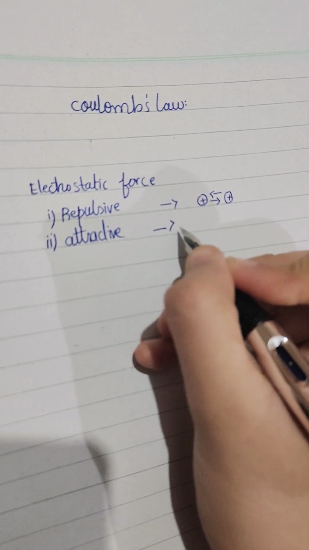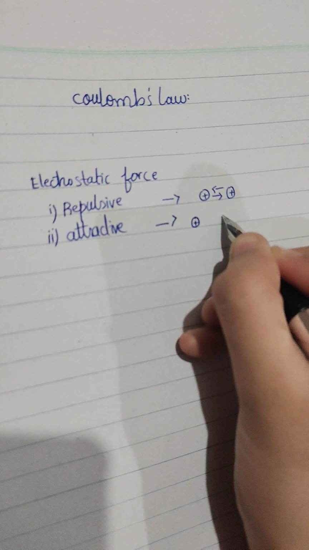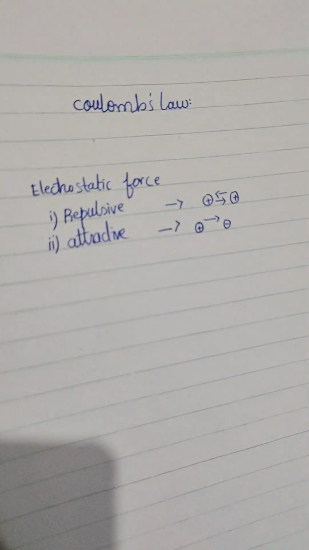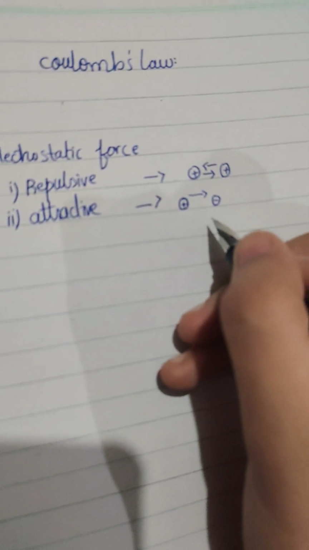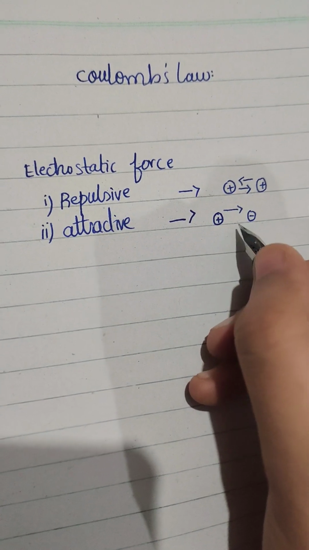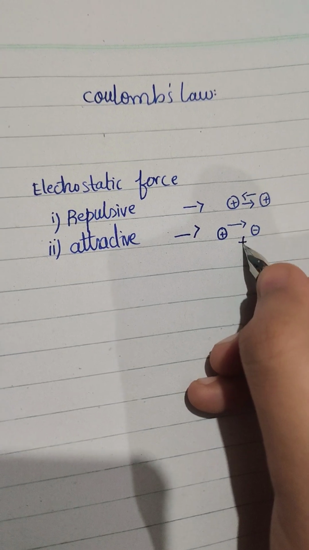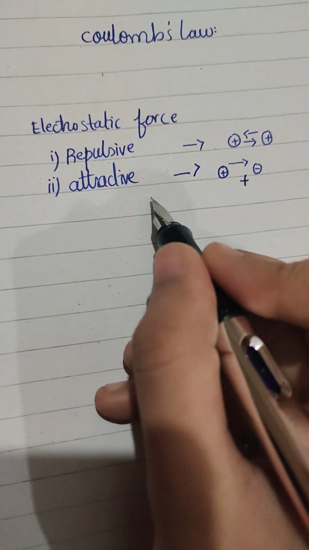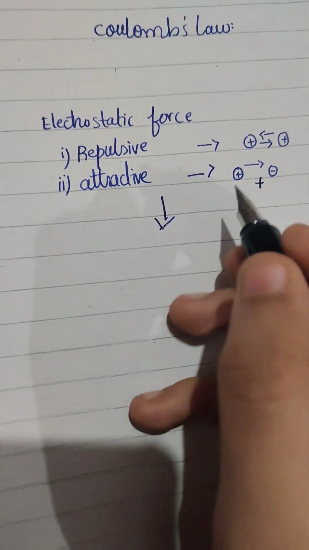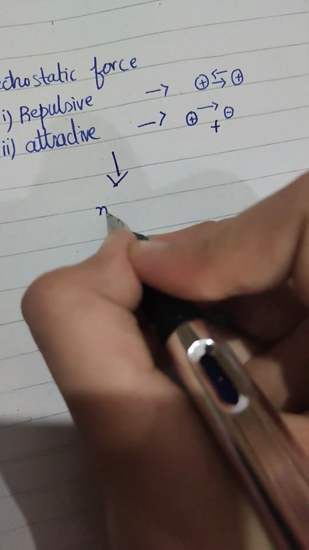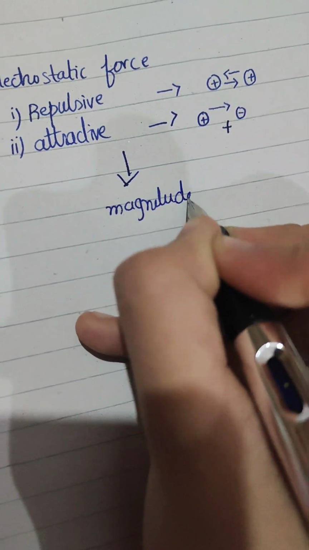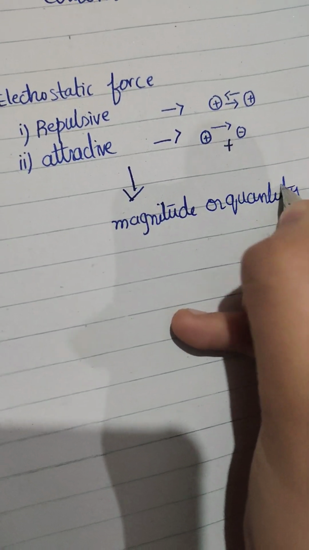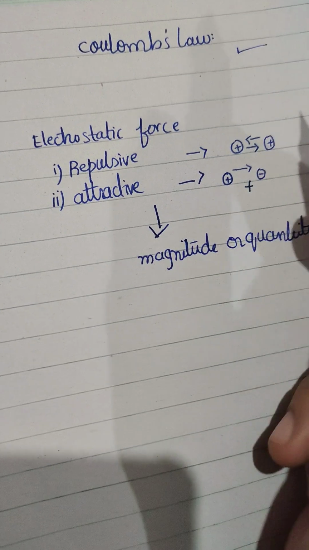Now talking about the attractive force. For example, this is a positive charge and this is a negative charge. We know that opposite charges always attract each other, so they will both apply a force and the force will be attractive. To find the magnitude, or the quantitative amount, of these charges, we apply Coulomb's law. So let's have a look at an example first.